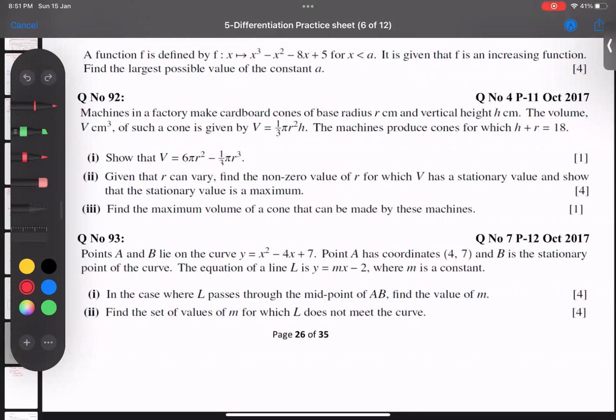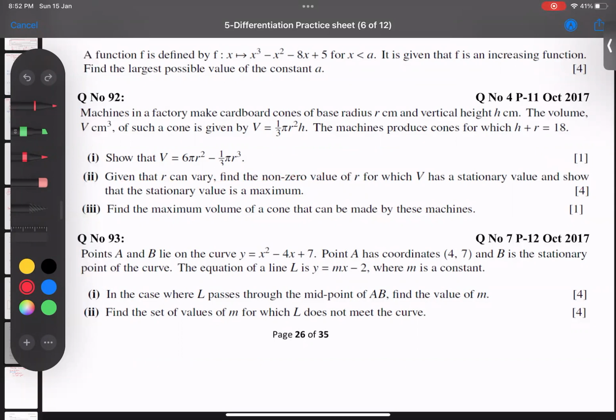Now let's go for the next part. What is the next? He's asking us, look here, R can vary. Whenever he says R can vary, it means differentiate with respect to R. Naturally, volume will come here, so dV by dR. This is our target: find the non-zero value of R, first job, and show that the stationary value is maximum.